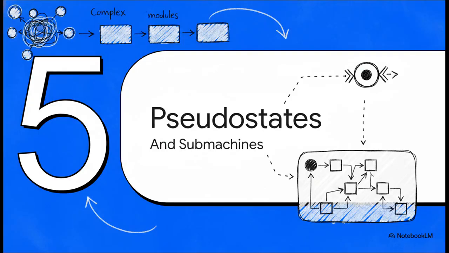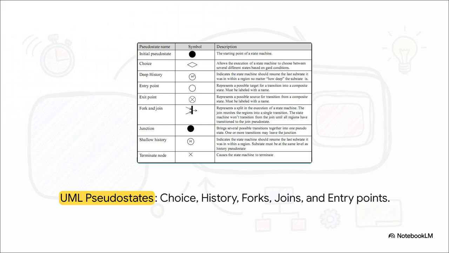Finally, Section 5, Pseudostates and Submachines. To handle really massive diagrams, UML gives us pseudostates. I like to think of these as the traffic cops of your diagram. They don't actually do anything themselves, they just route the flow. You've got forks for splitting execution, history states that remember exactly where you left off if a process gets interrupted, and crucially, entry and exit points.